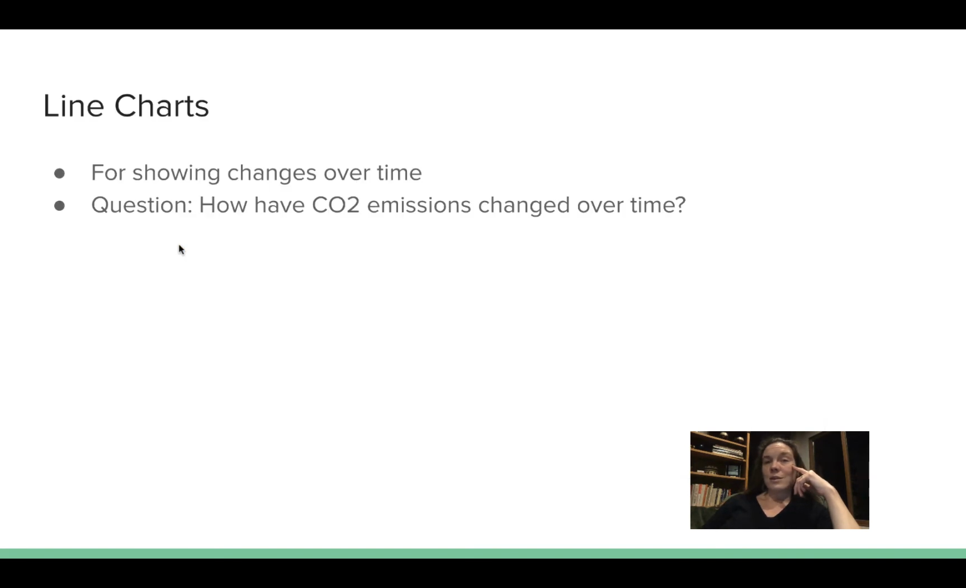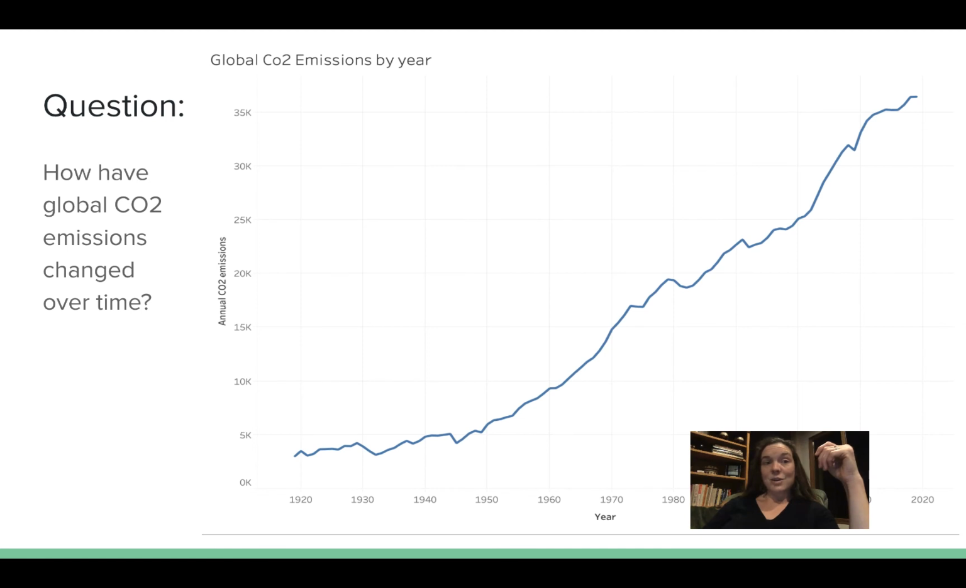Another thing we like to know sometimes is how these things change over time. We saw in the tree map that there were differences in the rates of growth between a lot of these countries, and a line chart really breaks that down. So if you want to look at changes over time, the line chart is your tool. So if we try to answer the question, how have carbon dioxide emissions changed over time, we would use a line chart. And that's the question that I have answered in this line chart.